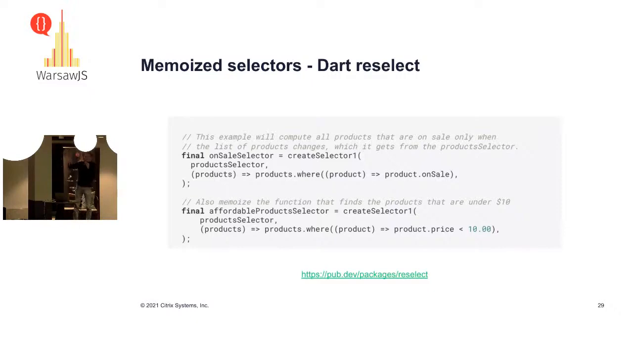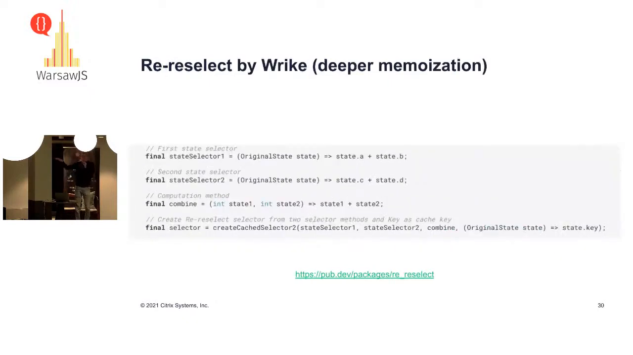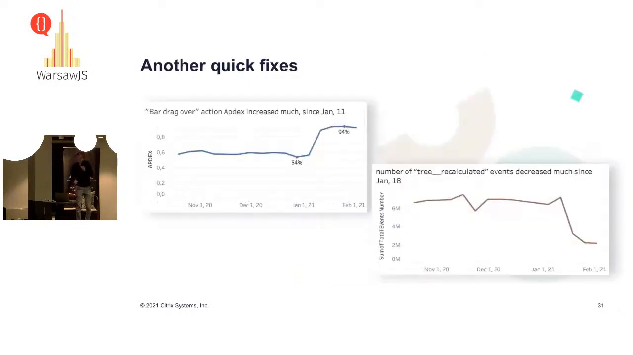We have this in Text report. We do have this in Dart report. The only problem was that we actually didn't have the support of a deep memoization. And that's why we don't use this thing. It's our own wrapper of a Re-reselect library in Dart, published in open source, and it supports deep caching. So we tried that, and it was also really useful.